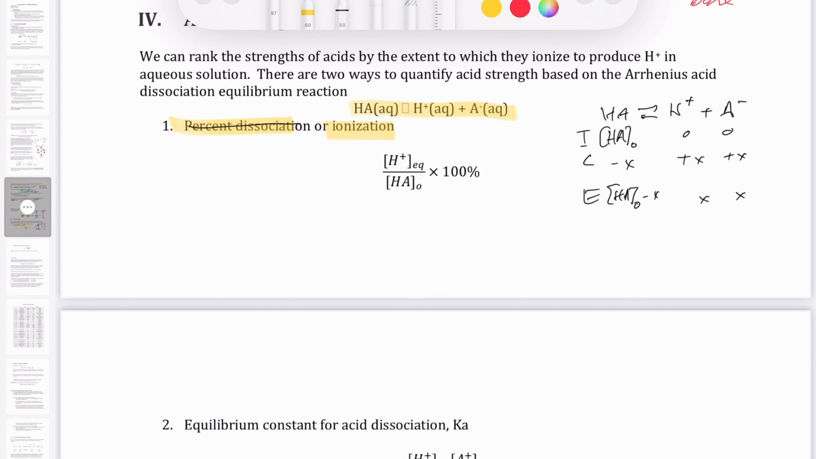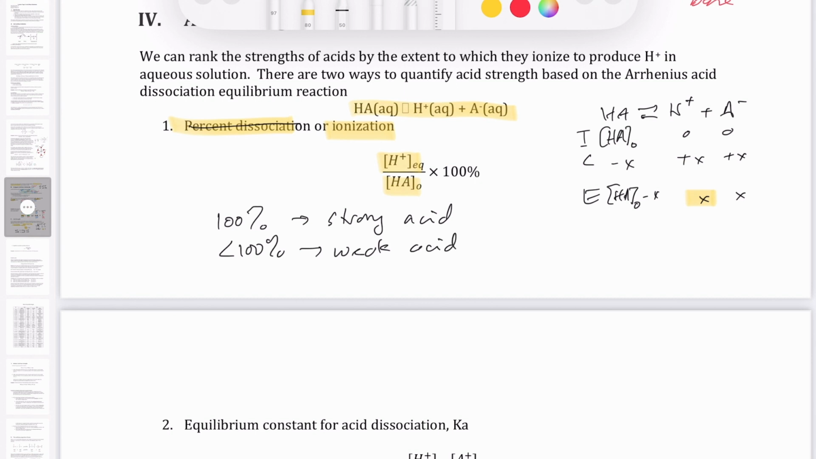The percent ionization is simply how much product I have, in this case using H plus as the measure of the product, since that's the species that matters in an acid-base reaction. So it's H plus at equilibrium divided by the starting material, HA initial, multiplied by 100%. If this number is large, that means most of the acid you start with becomes H plus. In fact, if the percent ionization is 100%, we call these strong acids. If it's less than 100%, we refer to them as weak acids.